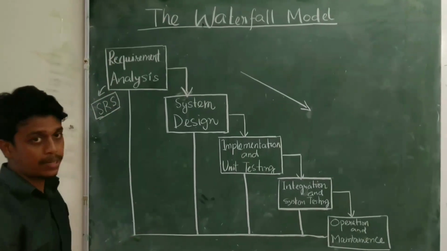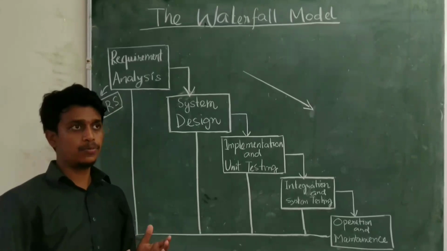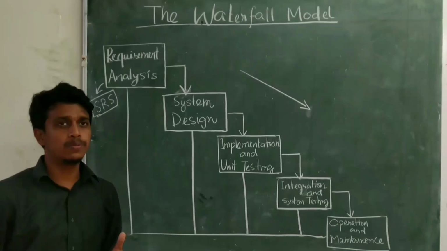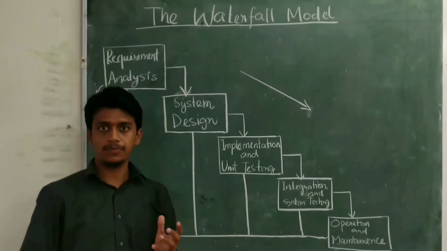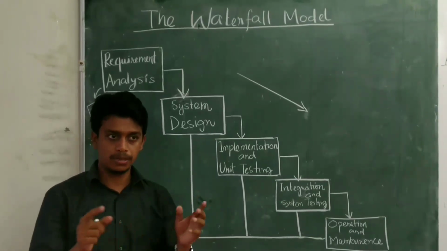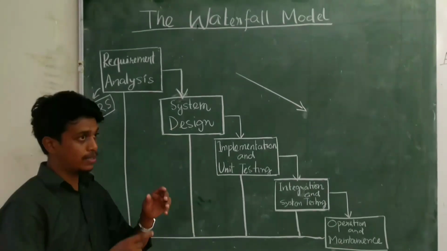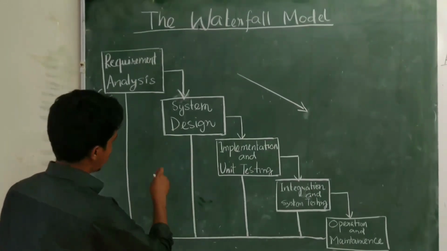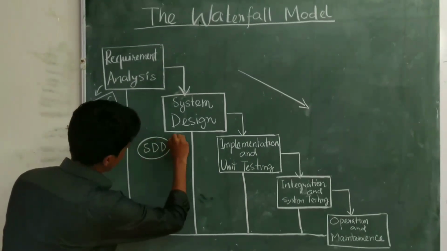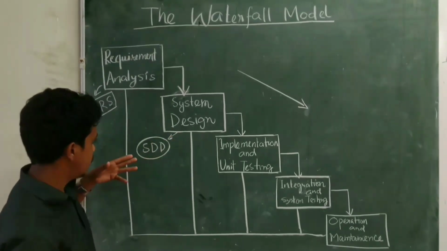After getting the requirements, we go for system design. In system design, we design the architecture, how the software will look. Like when we are creating a game, we first frame the design: what the procedures will be, what the levels of the game will be. That is system design. Here we design the whole architecture of the system. The data here comes under the software design description.